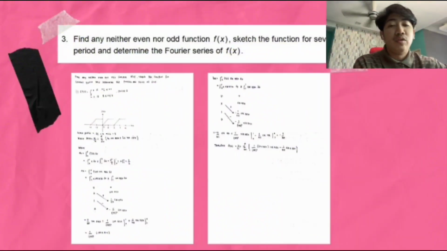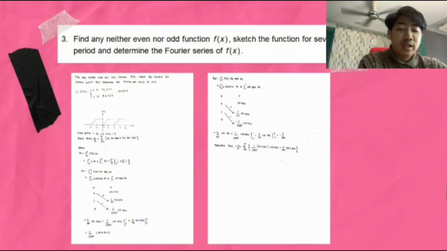And lastly, for the neither even nor odd function, f(x) is x if x is more than or equal to 0 and less than 1, and 1 if x is more than or equal to 1 and less than or equal to 2. Period 2. So given period 2l equal to 2, so l equal to 1. So this is the graph.